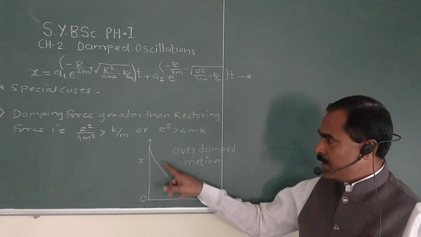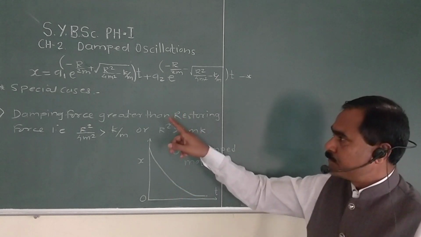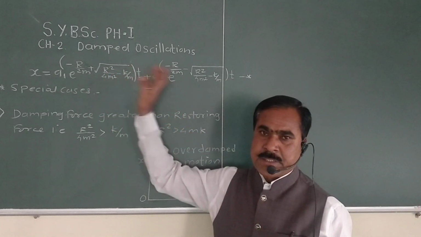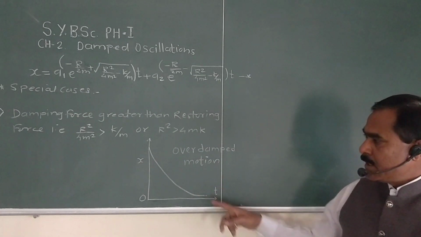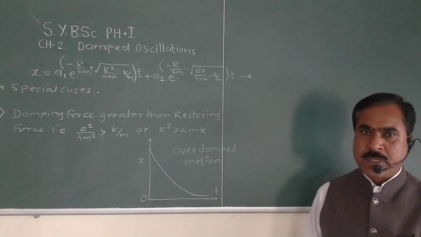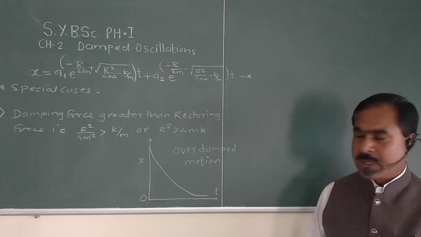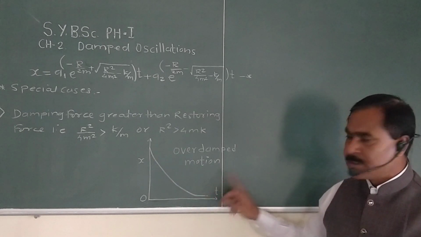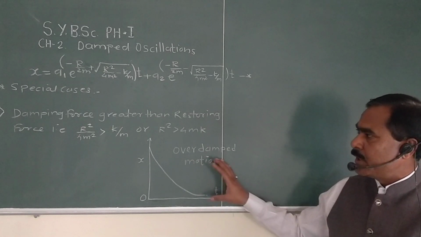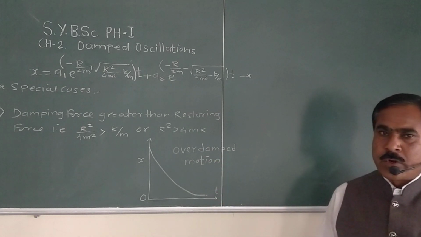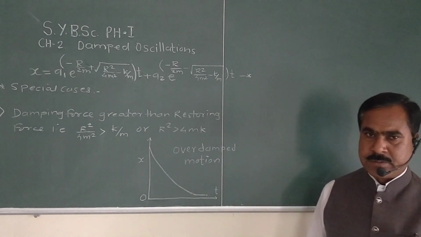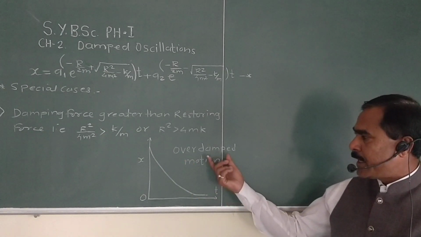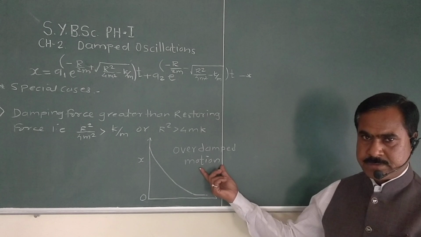That means here the amplitude decreases exponentially with time, and in this case the oscillator comes to the equilibrium position after a longer time, as shown by this curve. Such type of motion is called the overdamped motion. This type of motion is called the overdamped motion, right?